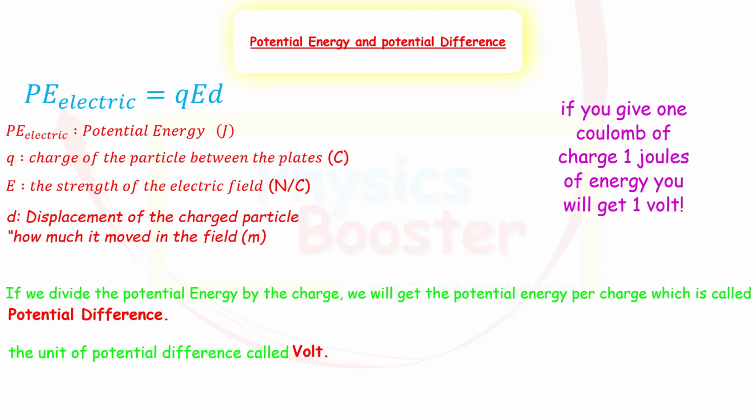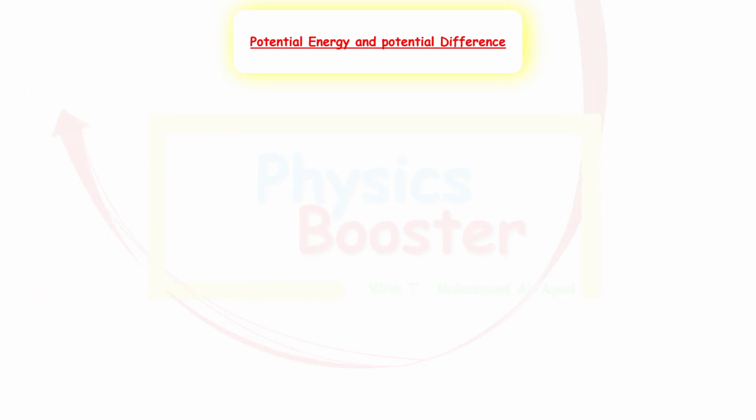We know that if we have 6 million million million electrons, we will have 1 Coulomb, right? If I give this 1 Coulomb 1 joule of energy, 1 joule of potential energy, we will get something called the potential difference, or 1 volt. So if I give 1 Coulomb of charge a unit of energy equal to 1 joule, I will have 1 volt, which is the potential difference. Okay, now what's the equation to calculate the potential difference? As we said, if we divide the potential energy by the charge, we get the potential difference.